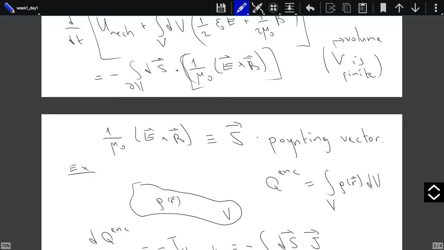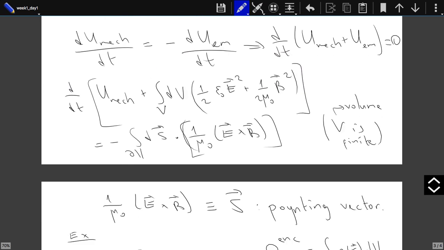And neither am I assuming that this Poynting vector is constant. It can be changing with time, and it can be changing with position. Because in general, the E and B fields will be position and time dependent. I'm even considering cases where my charges are moving in whatever complicated manner you can imagine.